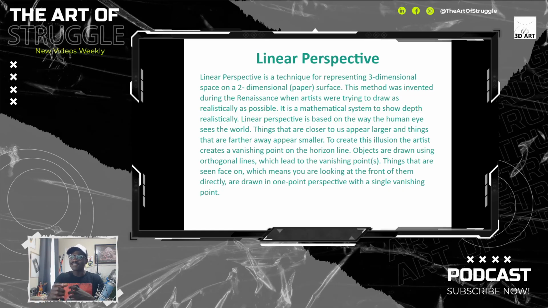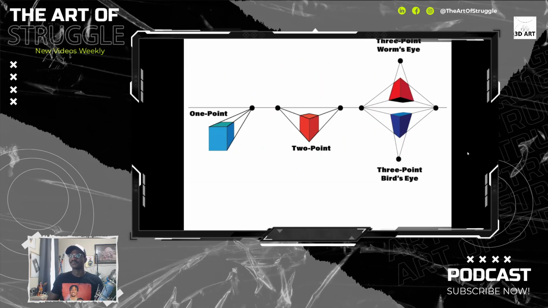To create this illusion, the artist creates a vanishing point on the horizon line, right? The things that are seen face on, which means you are looking at the front of them directly, are shown in 1 point perspective with a single vanishing point. Single vanishing point, face on, right? All of the lines recede to that single vanishing point.